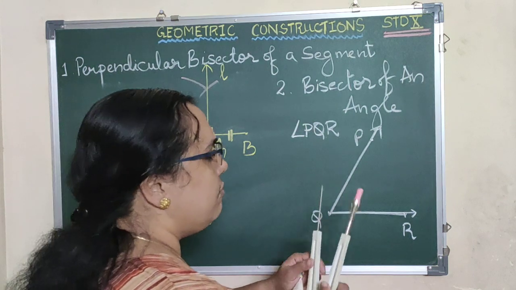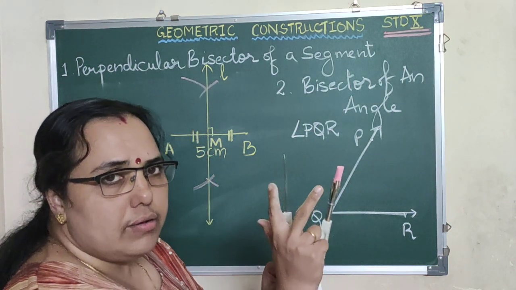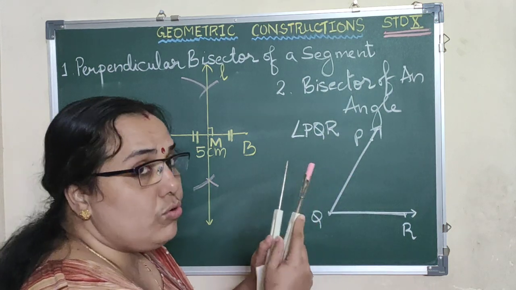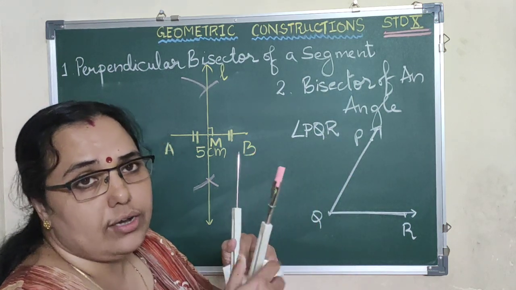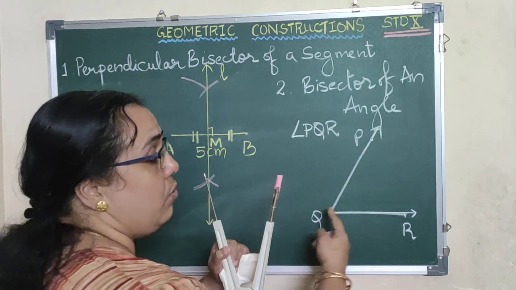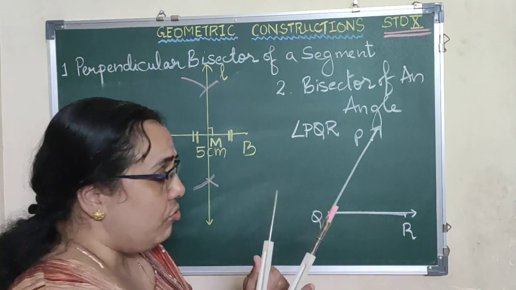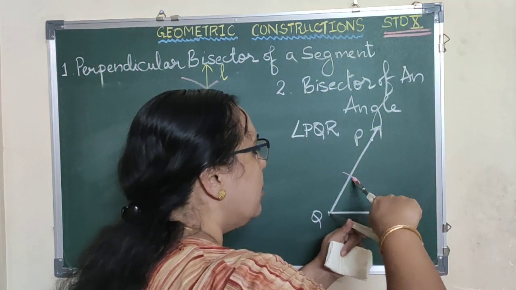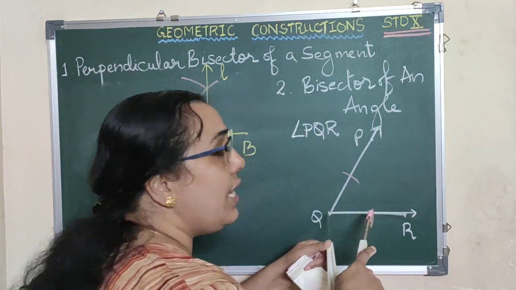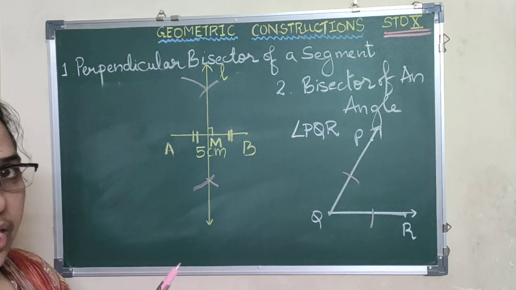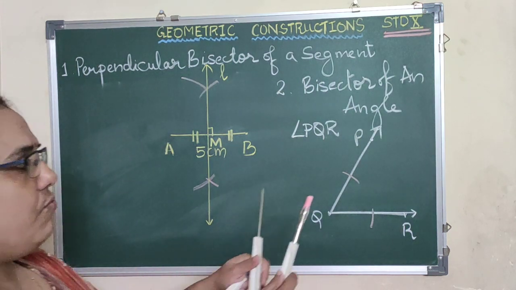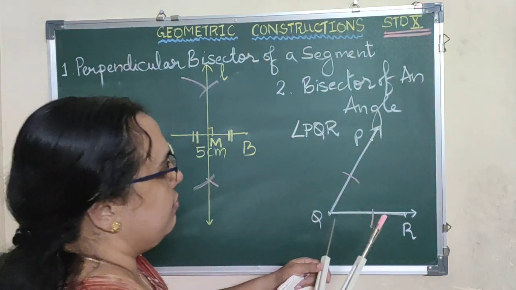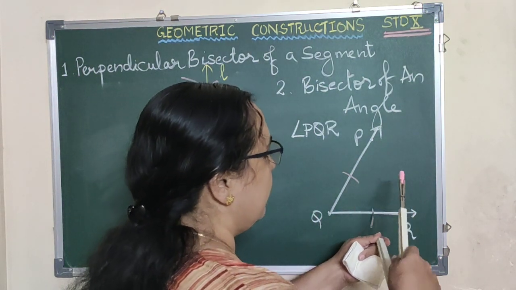So take your compass, take a suitable distance. What is the meaning of suitable? It should not be too small. It should not be so big that it goes outside the arms of the angle. So take a suitable distance, keep at point Q, cut both the arms of the angle. After cutting both the arms of the angle, if you find this very short, you can change the length, or you can keep the same and continue further.